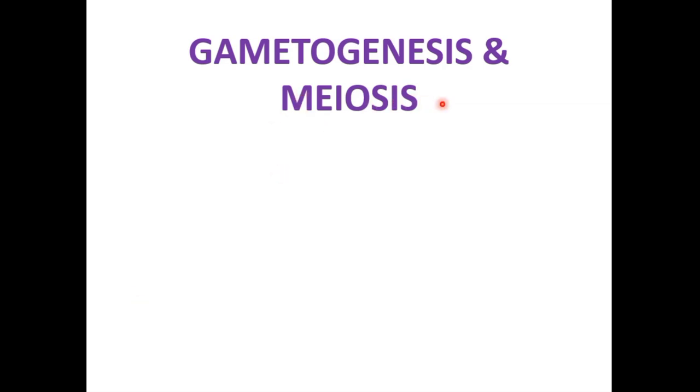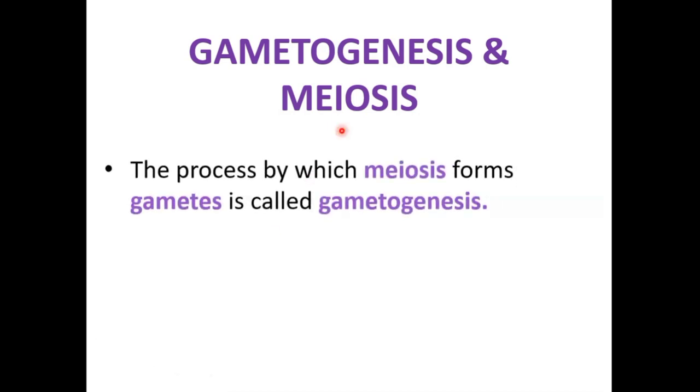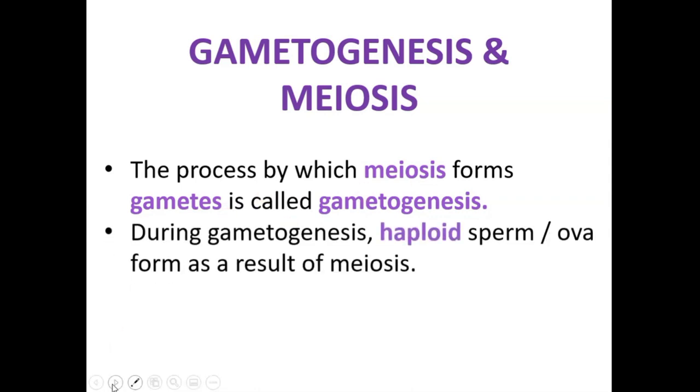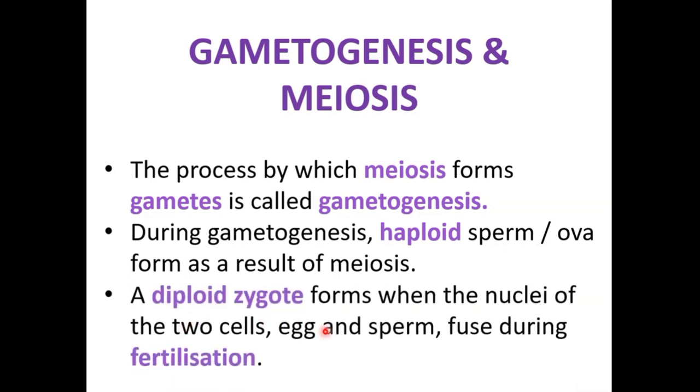And they are formed through meiosis, not mitosis. They are formed through meiosis. So we know that at puberty, okay, gametogenesis is the process by which meiosis forms gametes. And we know that will happen during the process of gametogenesis, where the haploid sperm or ova is produced as a result. And a diploid zygote forms when the nuclei of the two cells, meaning the egg and the sperm, fuse, and we call that fertilization.